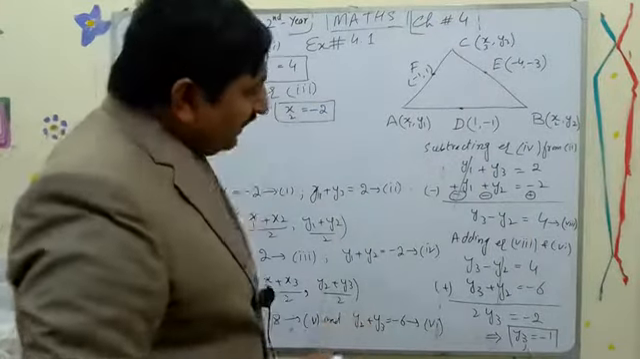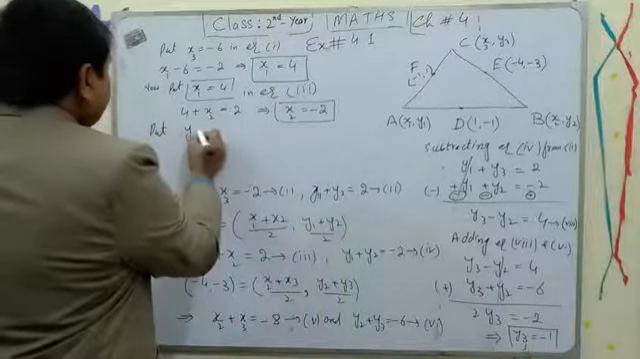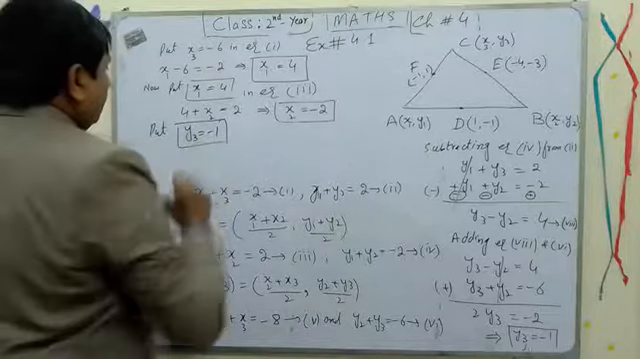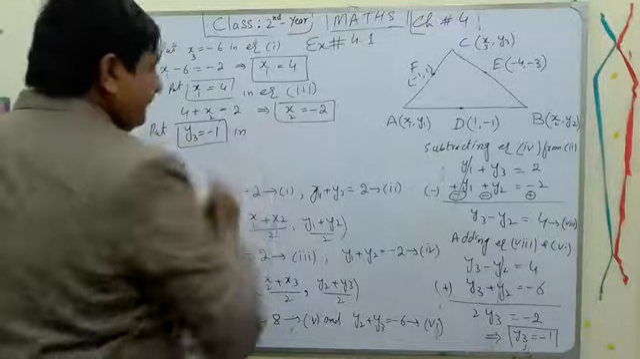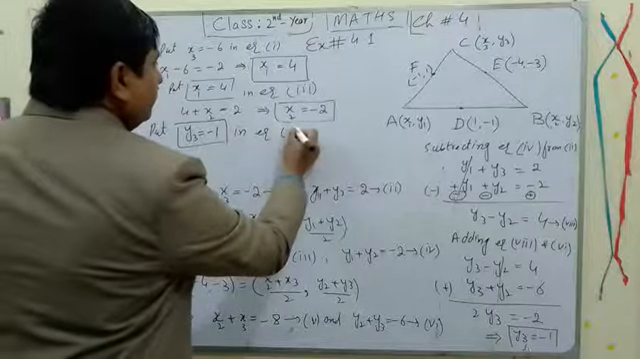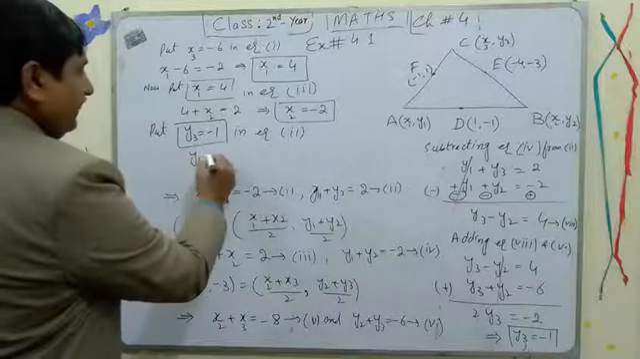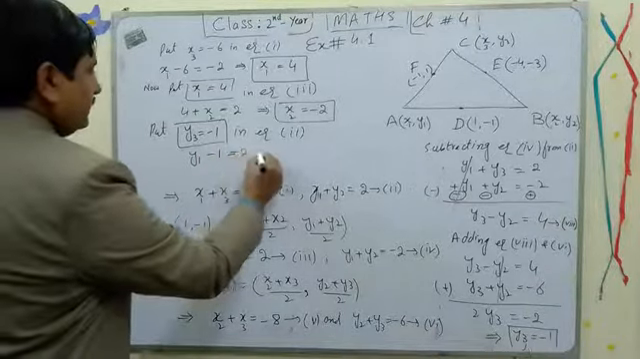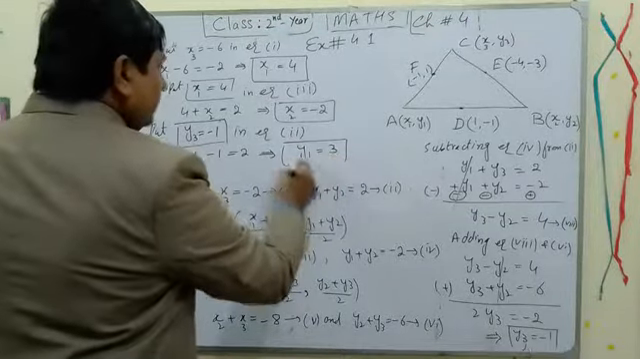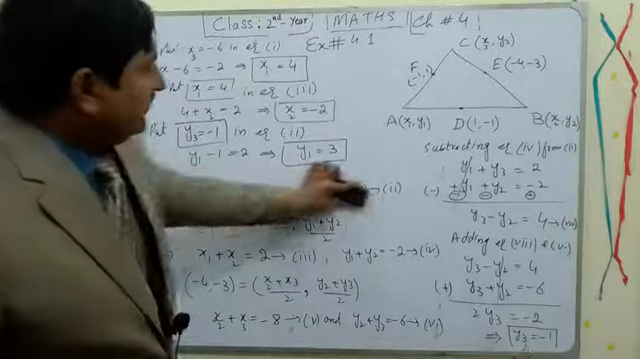So after finding y3 equal to minus 1, in which equation do we put it? In equation 2. Whenever we put this value in equation 2, what do we have? y1 minus 1 is equal to 2, and this implies that y1 is equal to 3, right? I am going to erase equations 1 and 2 because we don't need them here now.